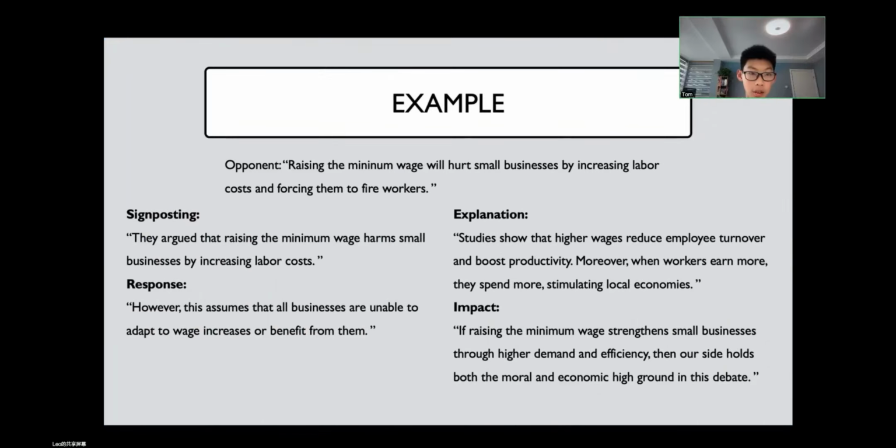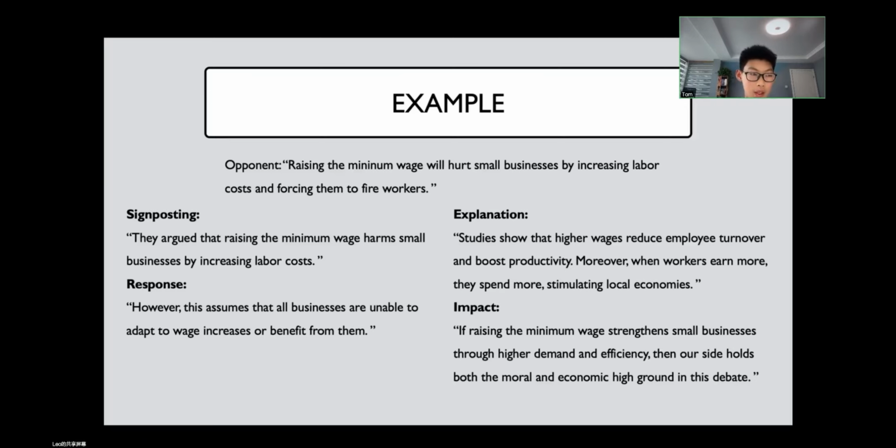Okay, now let's have an example of the four-step rebuttal method. So the opponent's point is like: raising the minimum wage will hurt small businesses by increasing labor costs and forcing them to fire workers. By the way, you can take a screenshot of this while I'm explaining. So first of all, signposting: they argue that raising the minimum wage harms small businesses by increasing labor costs. That's basically the opponent's argument. It's what you're responding to.